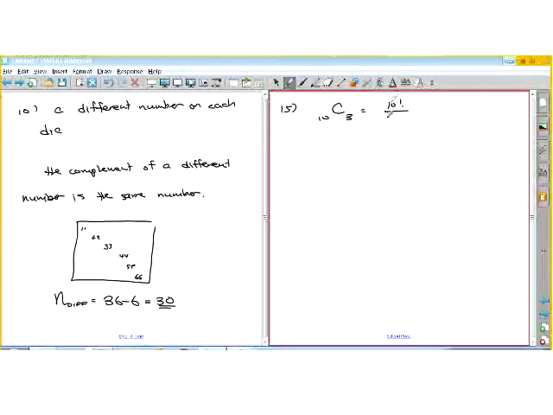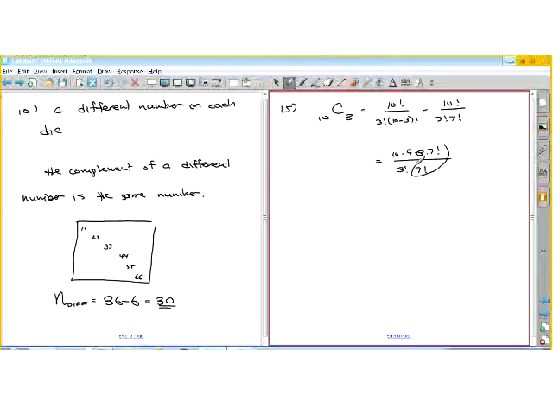So you have 10 factorial divided by 3 factorial times 10 minus 3 quantity factorial. So you get 10 factorial over 3 factorial times 7 factorial. 10 factorial can be written as 10 times 9 times 8 times 7 factorial.